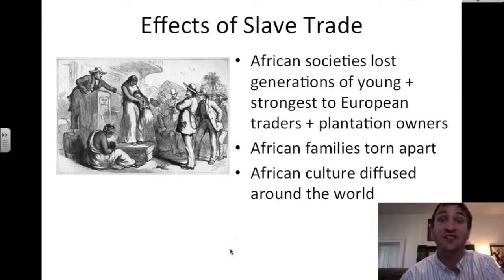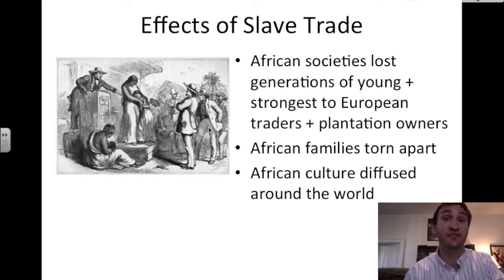What were some of the effects of the slave trade? Well, African societies lost generations of their youngest and strongest to European traders and plantation owners who were taking the best to their plantations. This is, as you see, a slave auction, and a mother and a daughter might get broken up here. And that's what also happened. African families were torn apart. Many slave owners did not buy families. They bought individuals and treated them all like property.